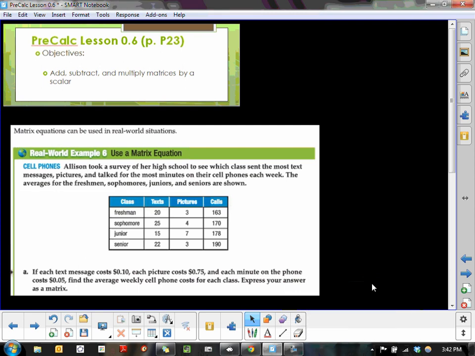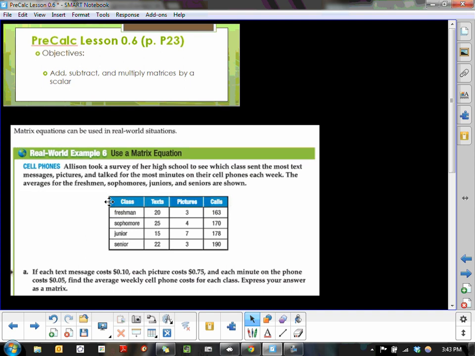In our final example, we're going to use a matrix equation to help us solve one of the problems about cell phones. Allison took a survey in her high school to see which class sent the most text messages, pictures, and talked for the most minutes on their cell phones each week. The averages for the freshmen through seniors are shown.